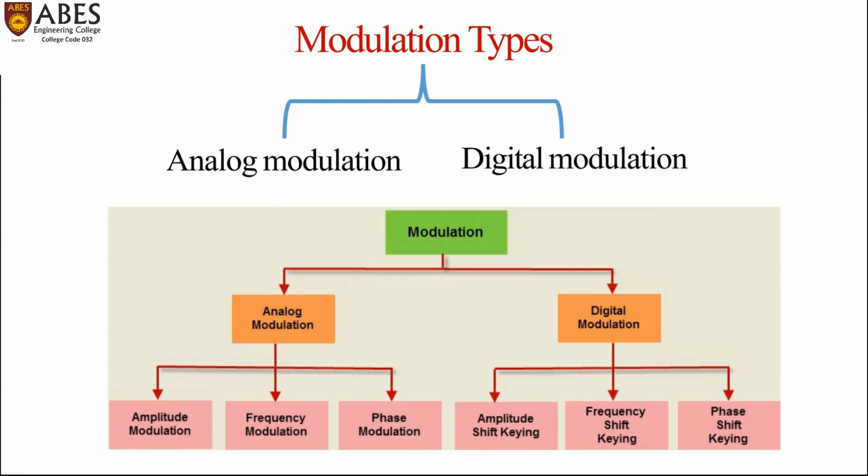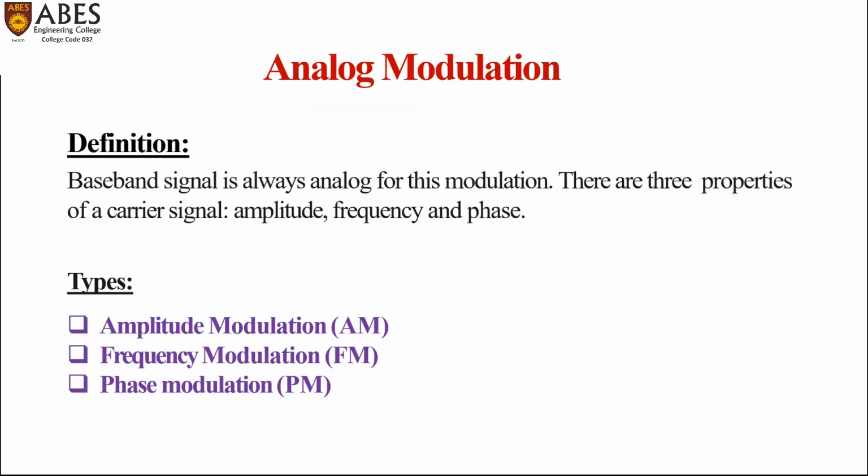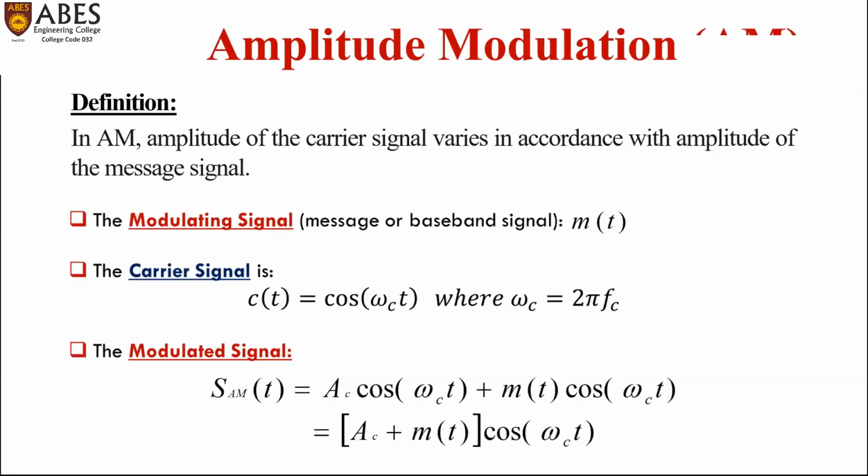Now moving to digital modulation, that is also a type of modulation. It consists of amplitude shift keying, frequency shift keying, and phase shift keying. Now moving to analog modulation. We can see the definition also, that the baseband signal is always analog for this type of modulation, meaning we need to utilize sinusoidal signals. As I have discussed in the previous slide also, the types are amplitude modulation, frequency modulation, and phase modulation. All these three come under analog modulation.